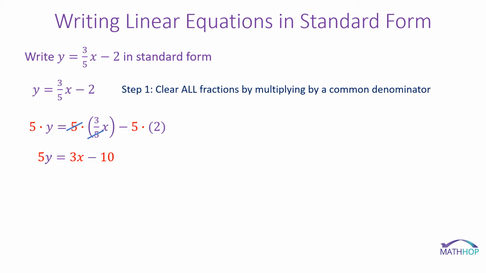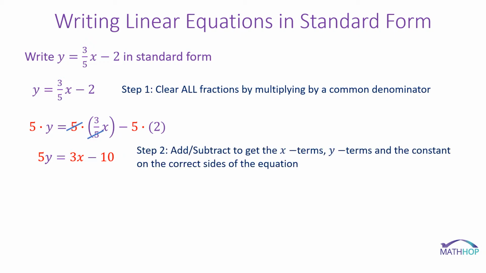We're still not in standard form. Remember, all variable terms have to be on the left side, constant term on the right side. So then we're going to add or subtract to get the x and y terms on the left and the constant on the right. Well, with our equation, y is already on the left, so we're going to leave that alone. -10 is already on the right, so leave that alone.